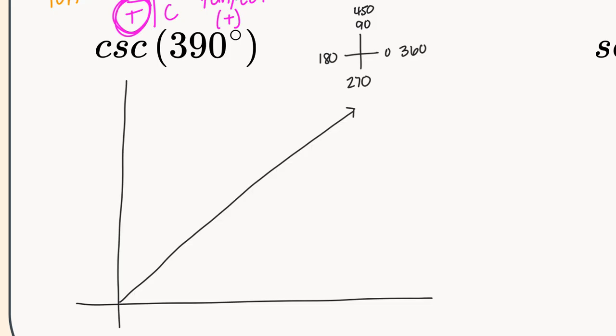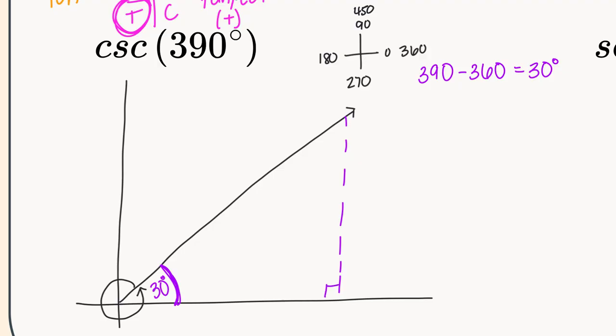And then I need to determine what that reference angle is. So 390 goes all the way around, and it goes right here. I need to find this reference angle. So what I'm going to do is 390 minus 360, and that's going to be 30 degrees. So this is 30 degrees right here, drawing that right triangle, and I have a 30, 60, 90 triangle.